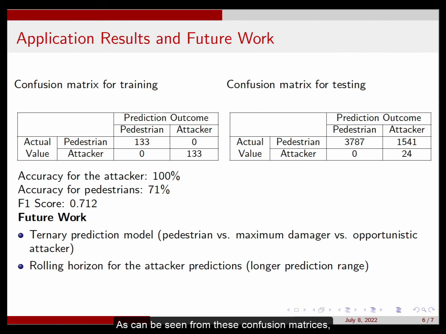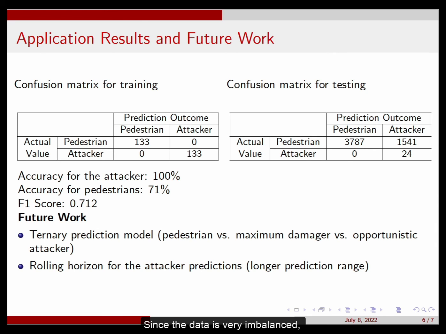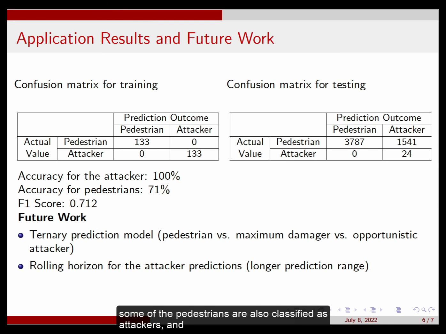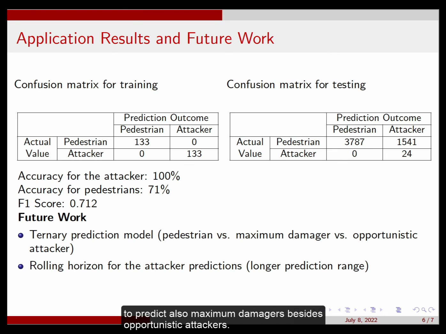As can be seen from these confusion matrices, the performance on the training data and the performance of predicting the attacker for the testing data are 100%. Since the data is very imbalanced, some of the pedestrians are also classified as attackers, and this is around 30% of the testing data. From these results, we will extend our model to predict also maximum damagers besides opportunistic attackers.